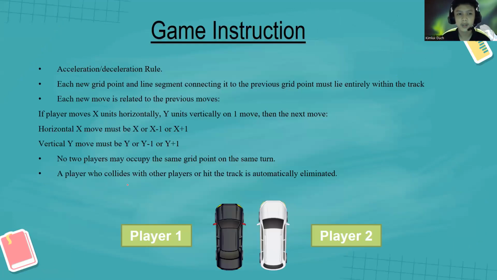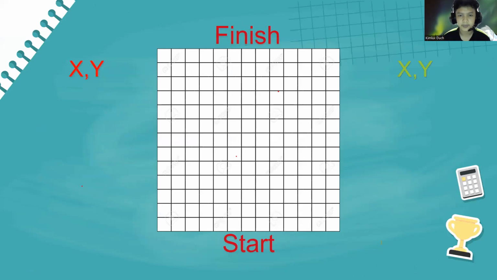And the third rule: each move is related to the previous move. So the player can move X units horizontally or Y units vertically on only one move. By this rule, whenever you make a move, you only either decrease or increase by the value of one. That's how the game works. If you move horizontally in X, you can move X minus one or X plus one. If you move vertically, you can move Y minus one or Y plus one.